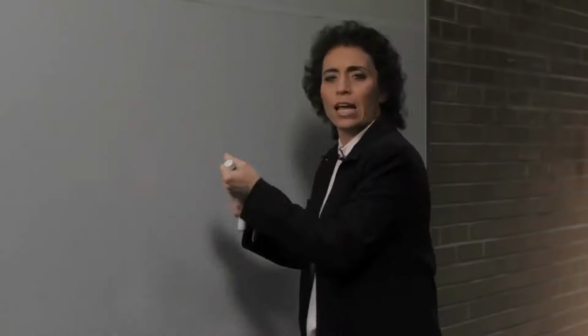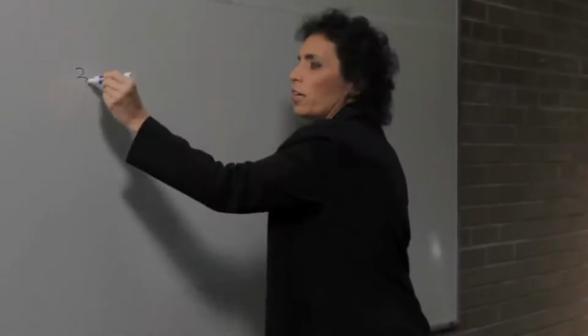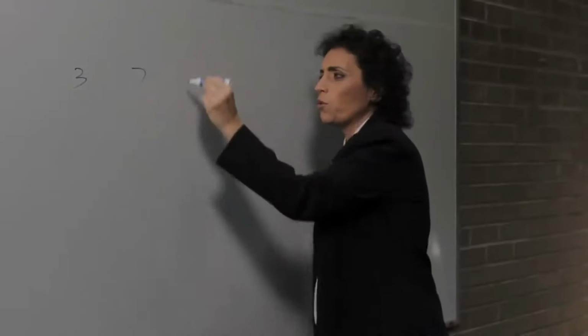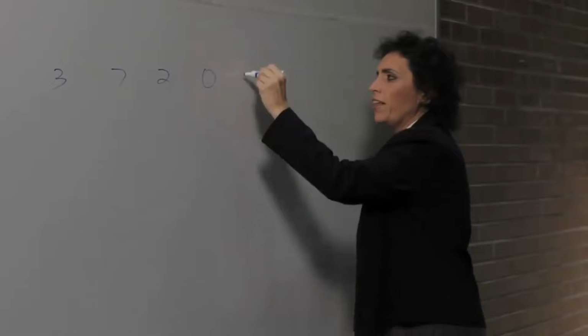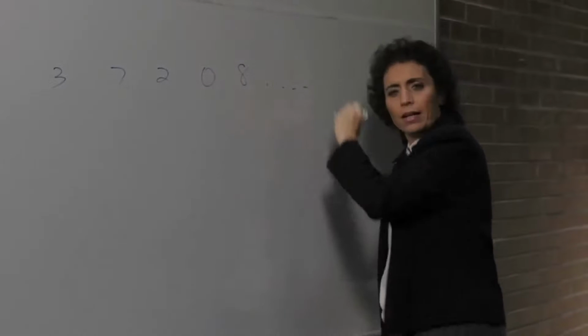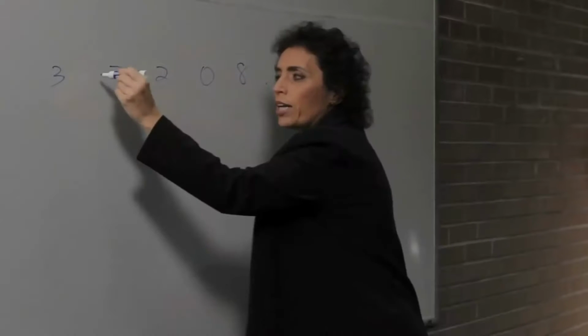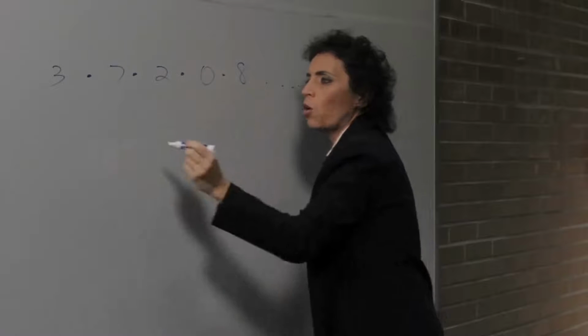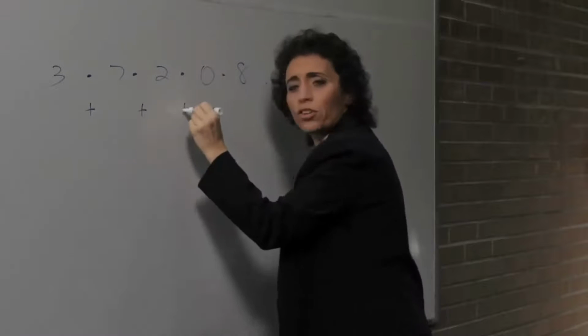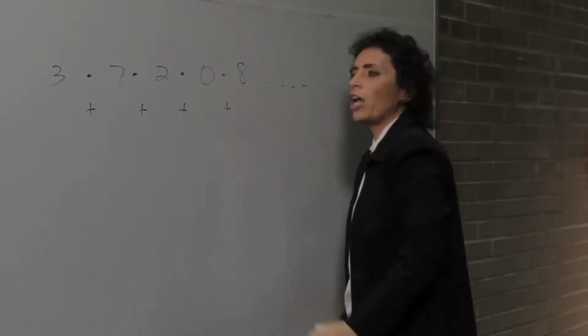And let's say the first game the Mets score 3 runs. And then they score 7 runs. And then they score 2 runs. And then they get shut out, they score 0. And then they score 8. And so on. You can either have the product of what they score, or you can have the sum of what they score at the end of the season. Which would you choose?